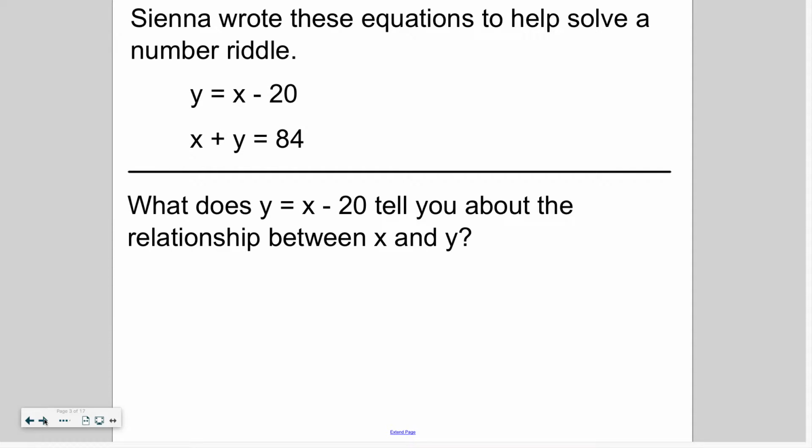What does y equals x minus 20 tell you about the relationship between x and y? That whatever number you put in for x, you have to subtract 20 from it to get y. Yeah, so whatever number you put in for x, y is that number minus 20. Give us an example. If x was 20, what's y? 0. What about if x is 30? Good, because whatever you have for x, you would just subtract 20 from that to get y. That's what that tells you.